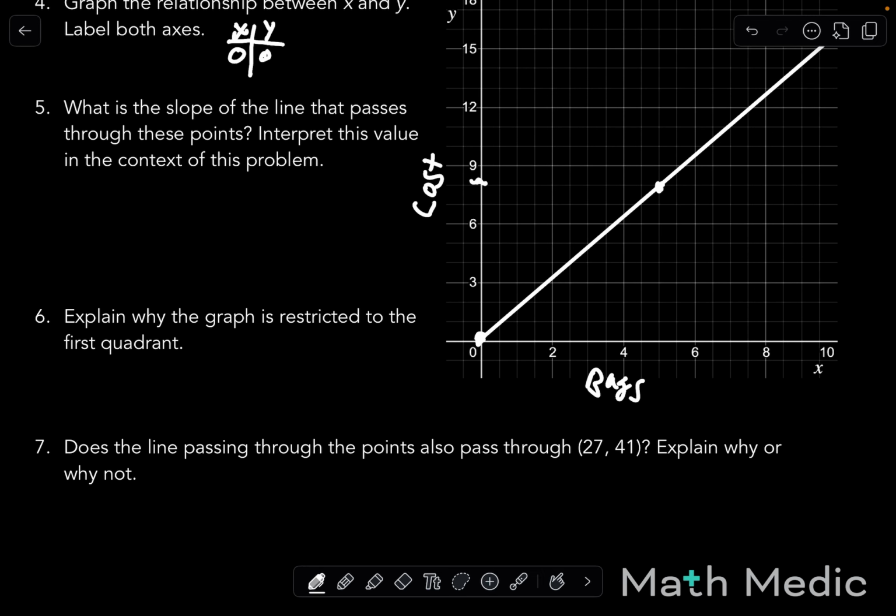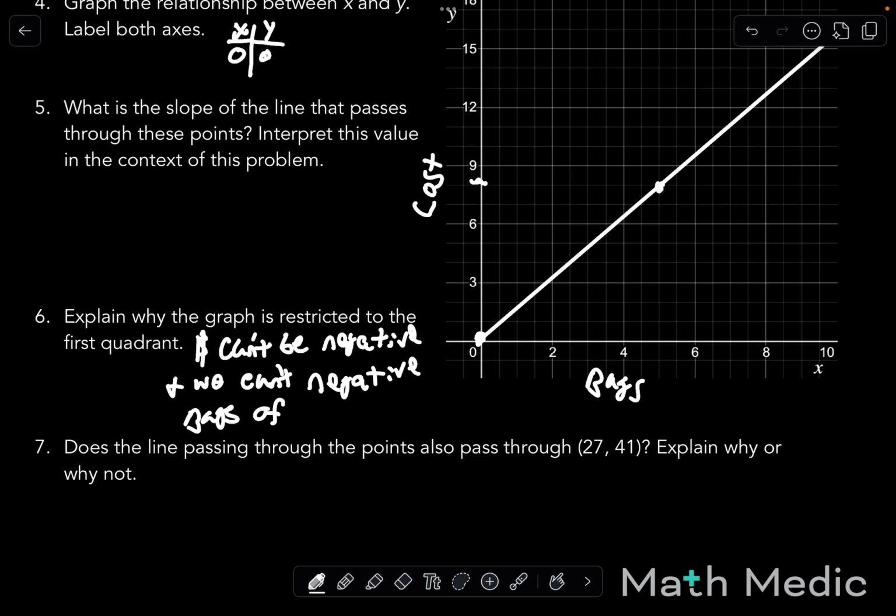Explain why the graph is restricted to the first quadrant. Well, I hope you understand in the real world we can't have negative cost. Your money cannot be negative, at least in this context. And we can't have negative bags of gummy bears. So we can only have positive of both. So that's why we're restricted to the first quadrant.